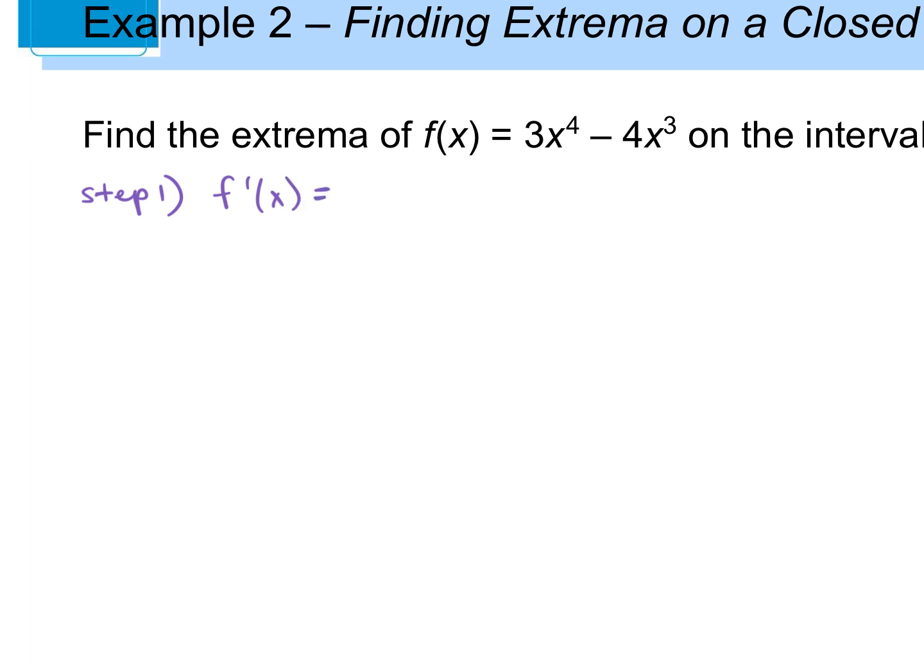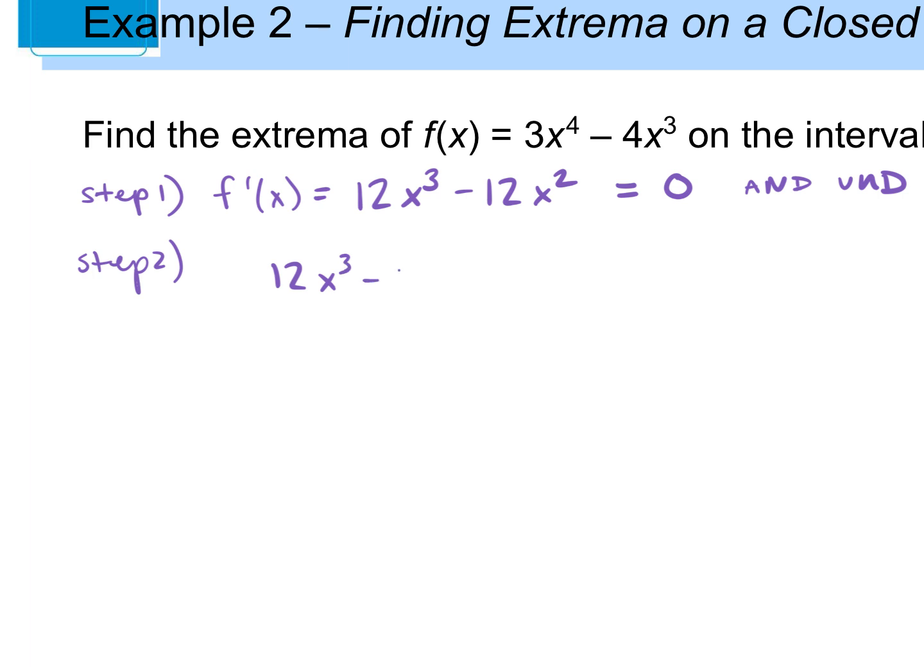What would our derivative be of 3x to the 4th power? 12x cubed. What's our derivative of -4x cubed? It's minus 12x squared. Perfect. Now in step 2, we want to find where our derivative equals 0 and where it's undefined. So let's start by finding where our derivative equals 0. 12x cubed minus 12x squared equals 0.